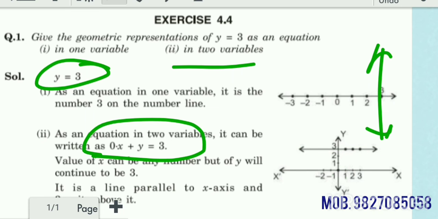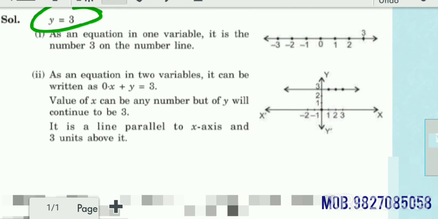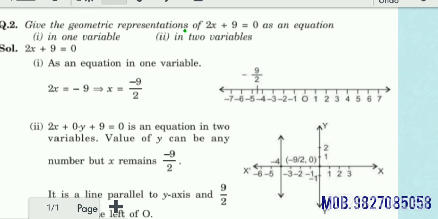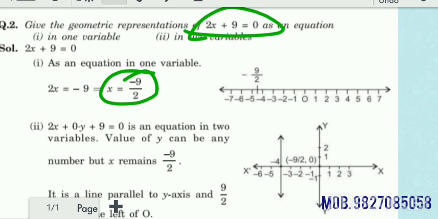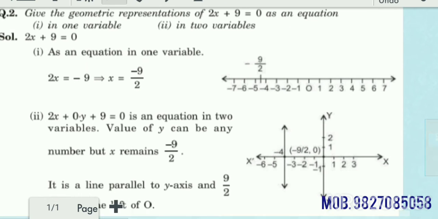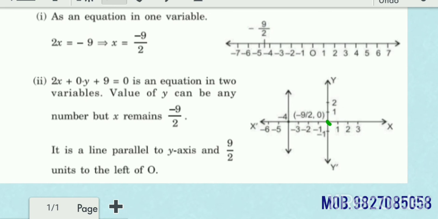Okay. Now question number 2, give the geometrical representation of these equations, so firstly we have to find the value of x. So this is 9 by 2, which means 4.5, so this is 4.5. So this is the equation and this is the graphical solution in one variable. Now for two variables, here this is passing through 0, 0 and this is 9 by 2. So we have to draw this line at 9 by 2. So this is the graphical solution of the second.